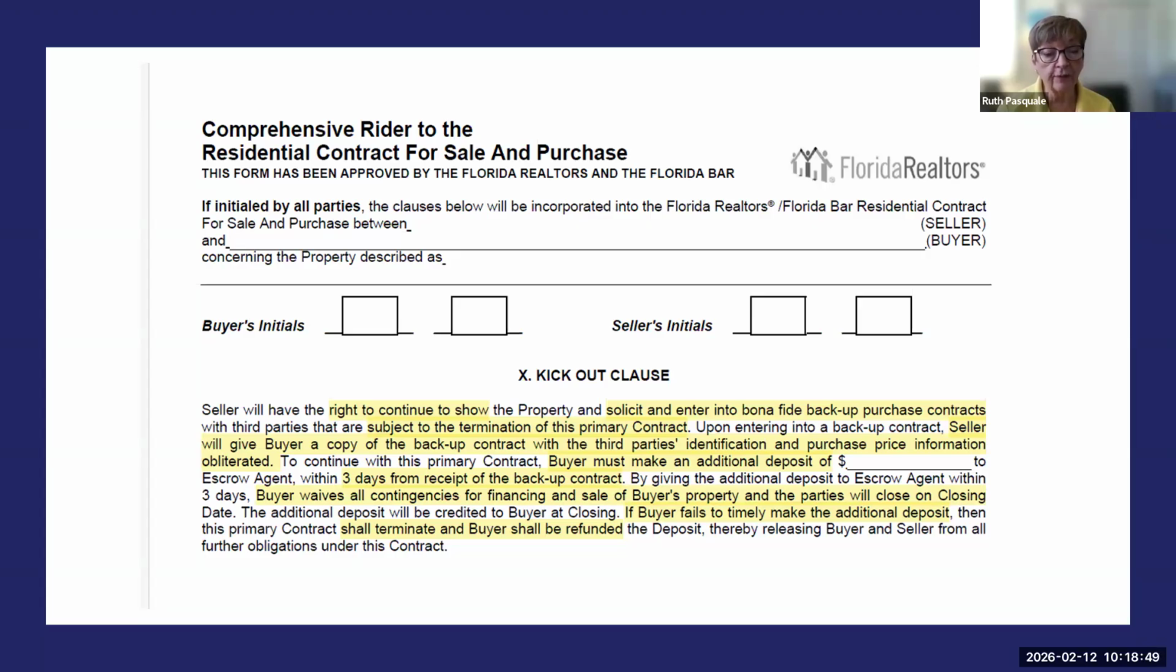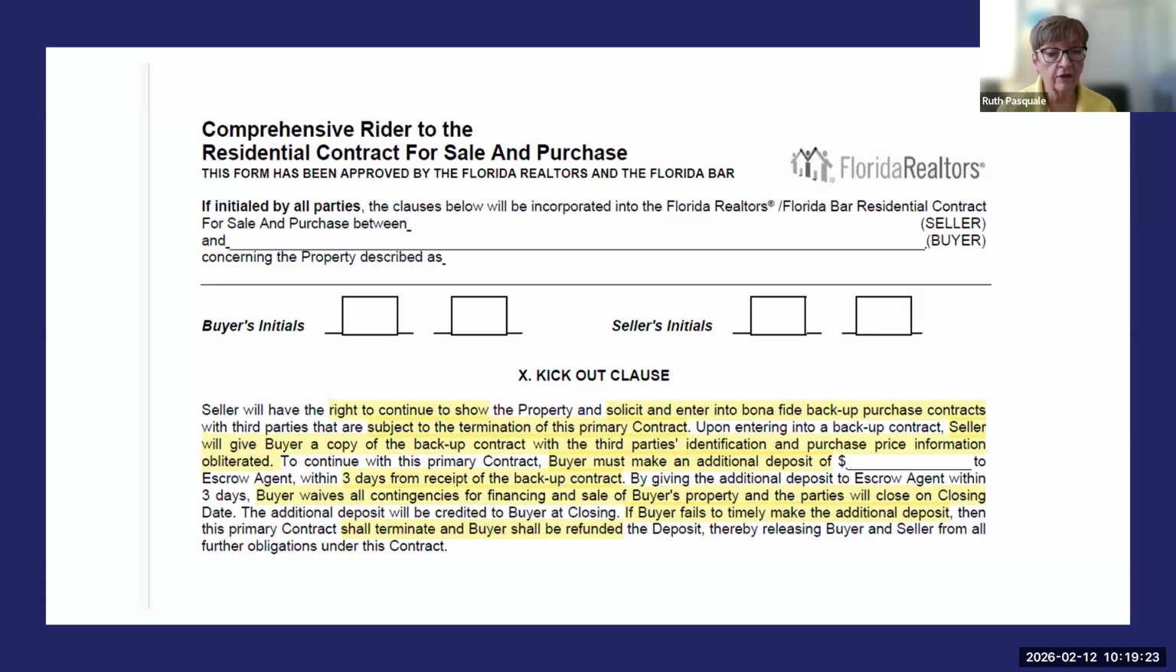So now the seller's going to put the buyer on notice that I've got another deal, right? To continue with the primary contract, which is the contract that we're talking about here, the buyer must make an additional deposit of X. So they have to increase the escrow. There has to be a second escrow deposit. Okay. Within 3 days from receipt of the backup contract. Okay, so 3 days from when the seller delivers that backup contract.